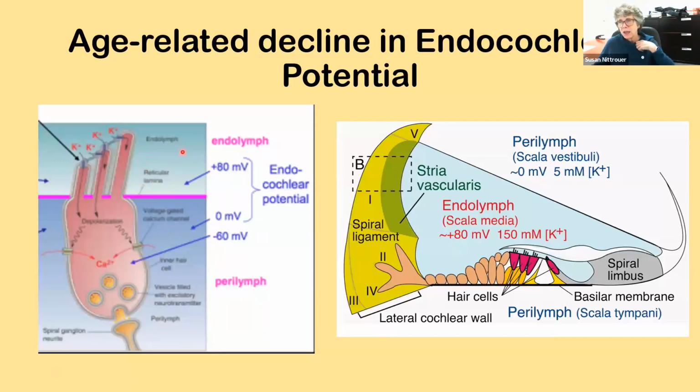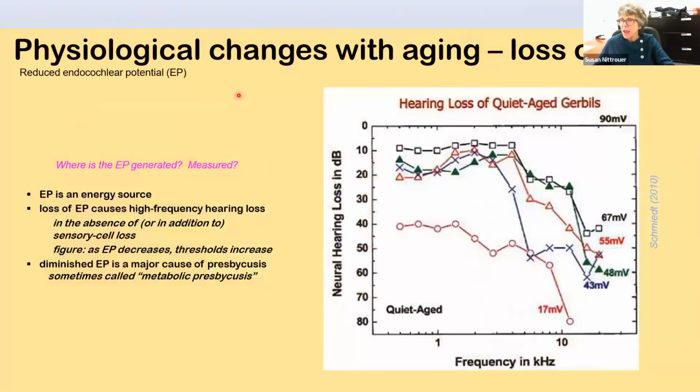Without such a high endocochlear potential, this whole system is less efficient. It does not work as well. It takes a greater stimulus to set off the firing of the hair cell. So again, that's the endocochlear potential. It declines with age. And here's a little bit more information on it.